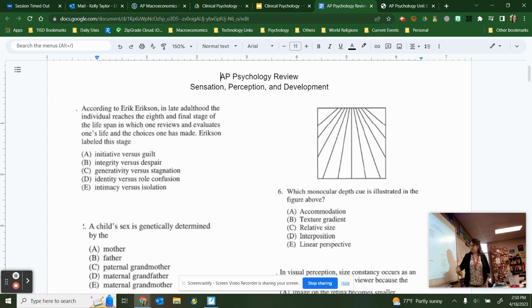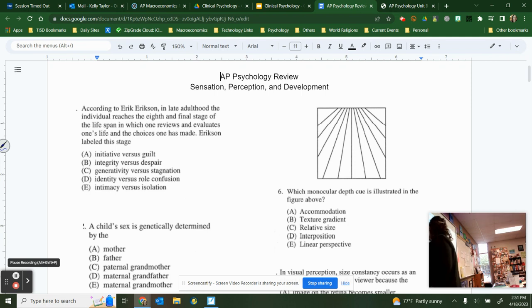So let's talk about Erik Erikson's stages. The 8th stage. How many stages are there? 8. So it says 8th and final, so that should be a clue. What's the correct answer here? Integrity versus despair. Yeah. So this is old people looking back. But let's go through each of these. So initiative versus guilt. Around what age? I don't mean age in numbers, but around like.